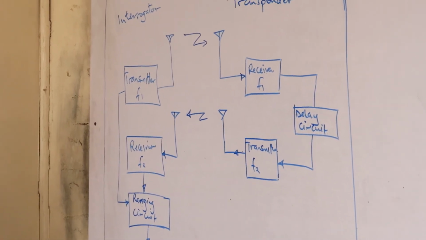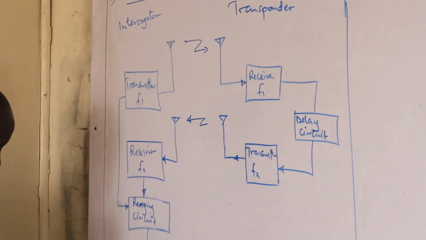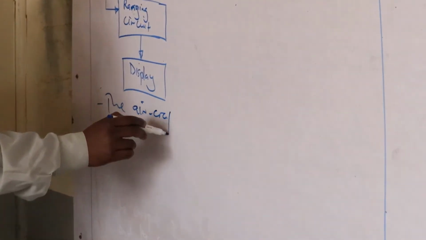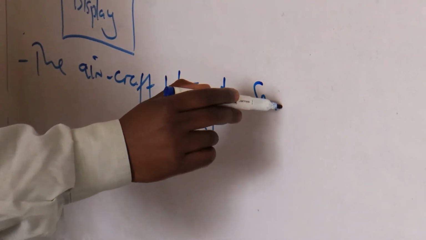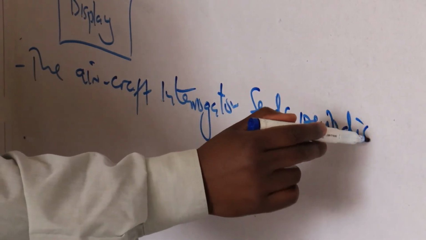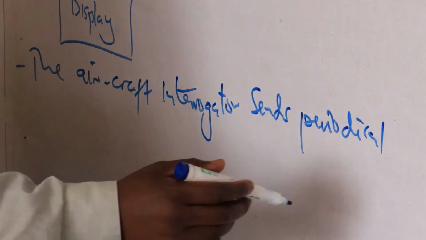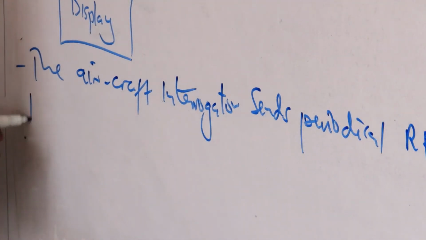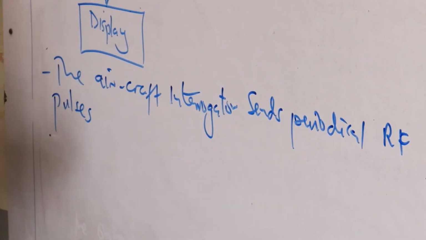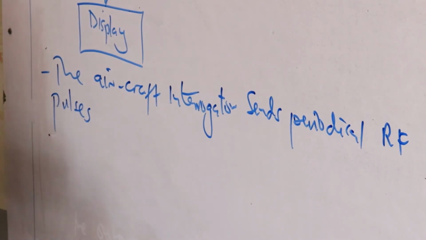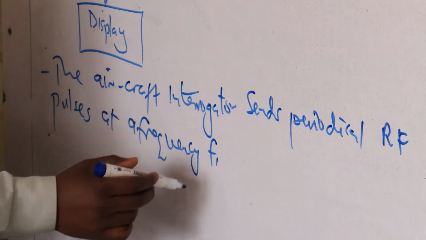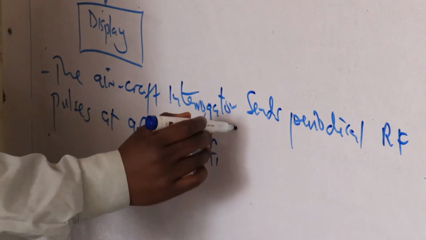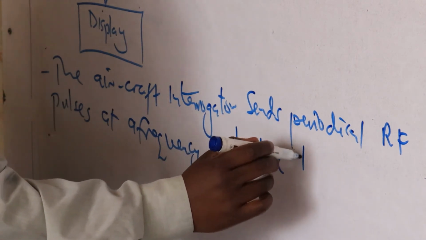So the airborne aircraft interrogator sends periodical RF pulses, and these RF pulses are at a frequency F1 to the transponder.